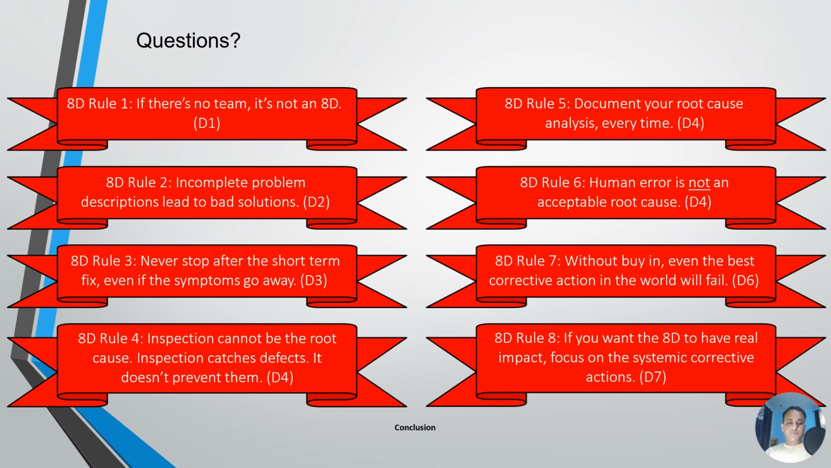Rule 4. Inspection cannot be the root cause. Inspection catches defects, it does not prevent them. Rule 5. Document your root cause analysis every time. Rule 6. Human error is not an acceptable root cause. Look for the systematic root causes.